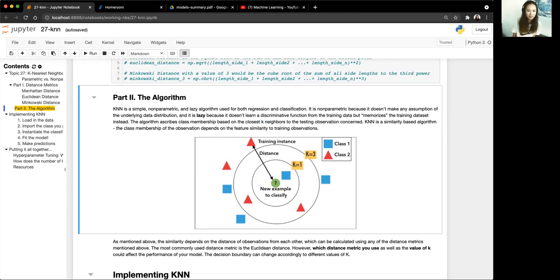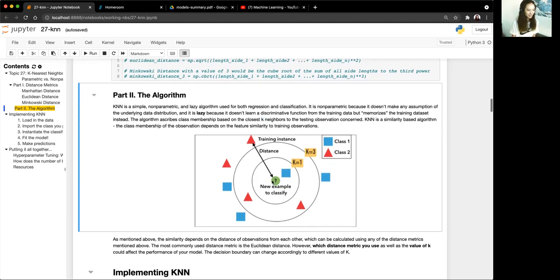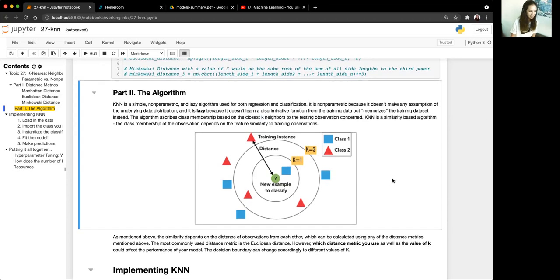So kind of like what I was alluding to before, if you're a nearer neighbor, you are more similar. So let's just use this as an example. Let's just say that in your data set, you have blue squares and red triangles. Those are your 2 categories of data. And you have this new example, this new green circle over here, and you want to classify this green circle to be either a blue square or a red triangle.